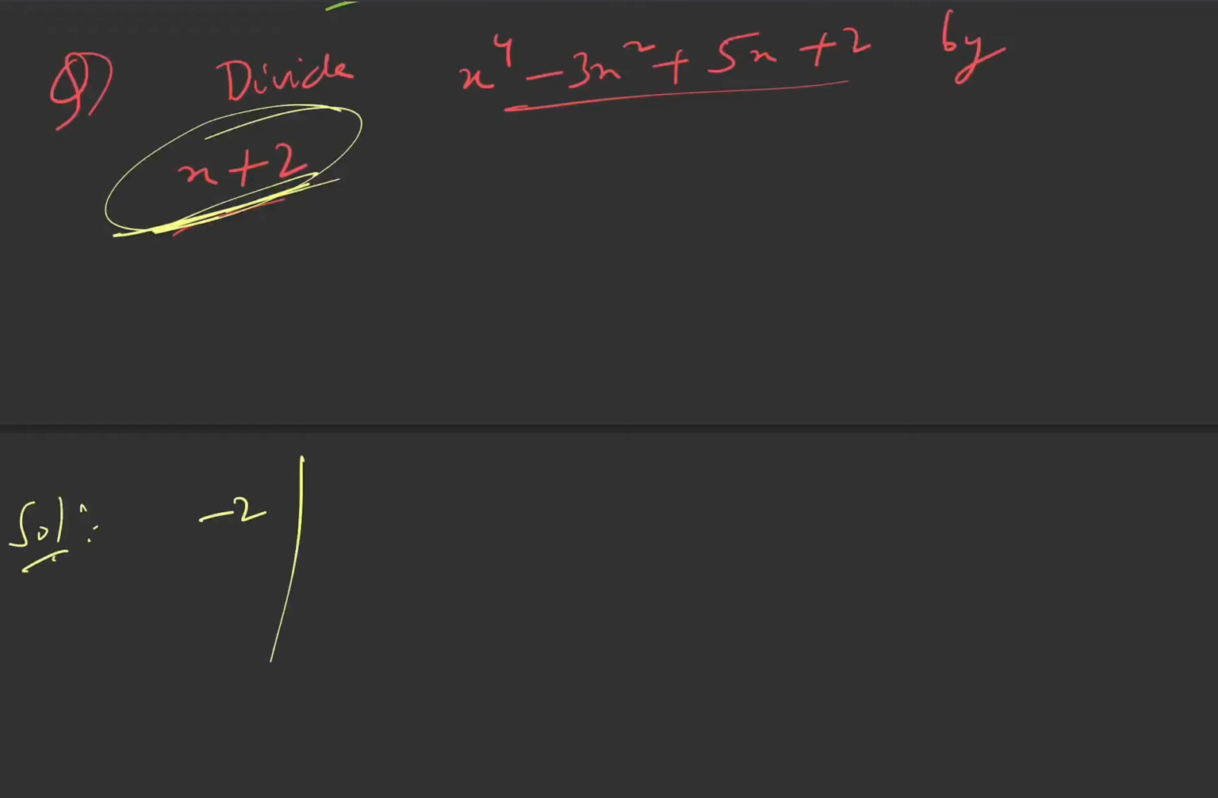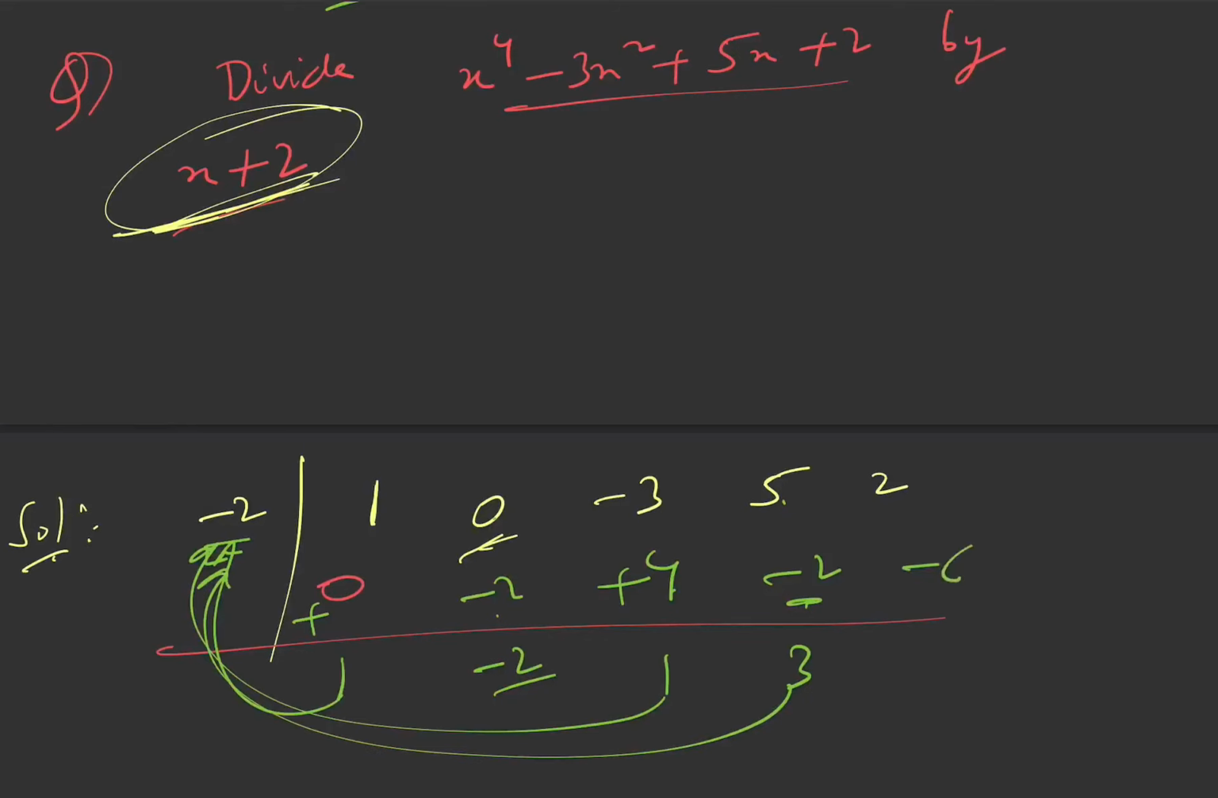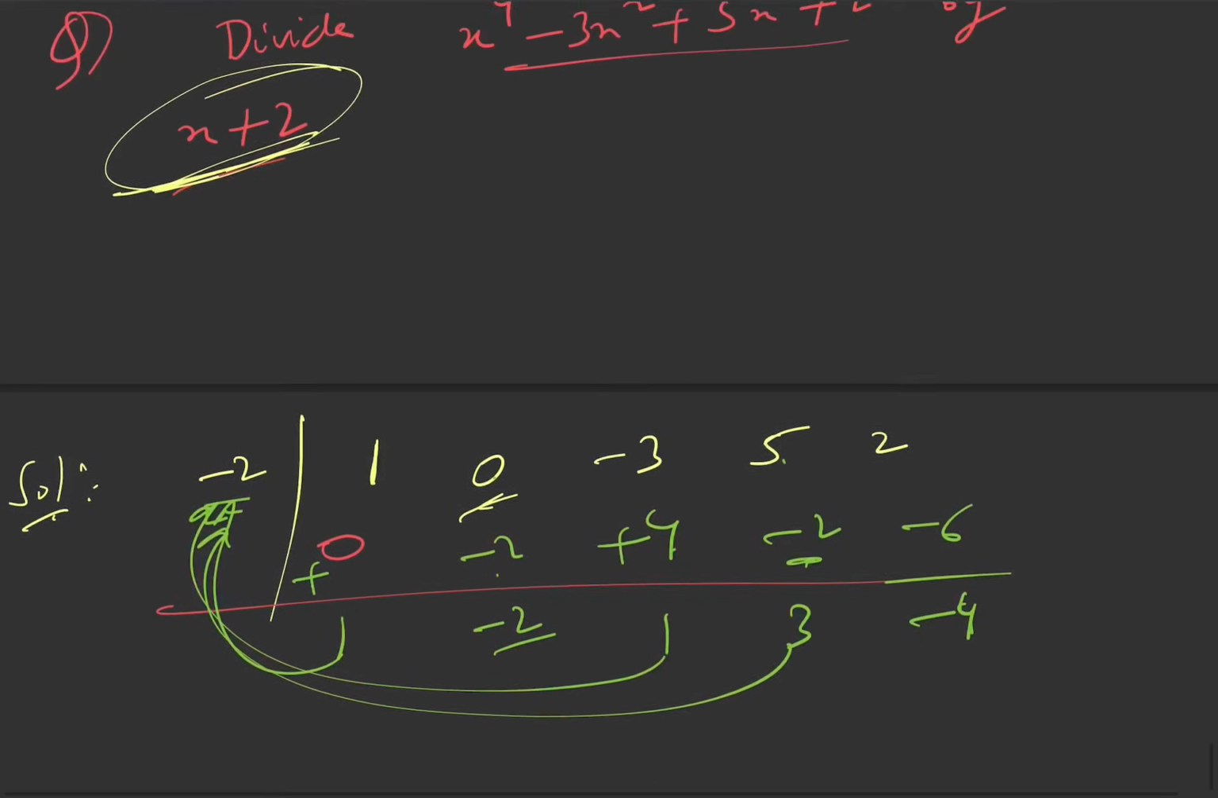So if you equate x plus 2 to 0, you will get x is equal to minus 2, and let us note down the coefficients. The coefficient of x power 4 is 1, the x cube coefficient is not there, so you will take it as 0, and then minus 3, and then 5, and then 2, everything is there, right? Now we will add 0, this is the standard procedure. So 1 plus 0 is 1, 1 times minus 2 is minus 2, 0 plus minus 2 is minus 2, minus 2 times minus 2 is 4, 4 minus 3 is 1, 1 times minus 2 is minus 2, 5 minus 2 is 3, and 3 times minus 2 is minus 6, and 2 minus 6 is minus 4.